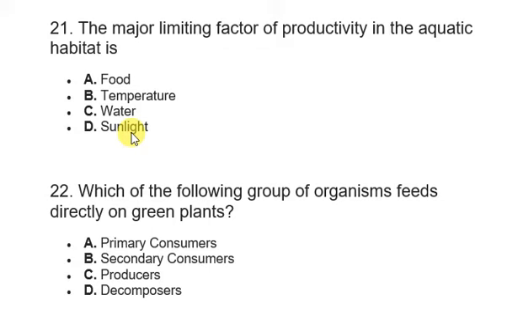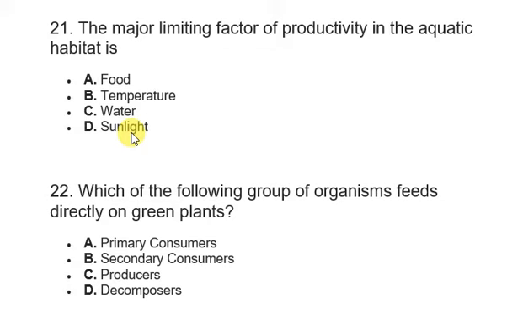Now, option D would have been correct if plants were the only beings found in the aquatic habitat. Sunlight is needed for photosynthesis, but unfortunately, that's not the only thing that makes up the aquatic habitat. In fact, there are a lot of living organisms, such as animals. I'm not talking about plants in the aquatic habitat. So, sunlight is not necessarily the major limiting factor of productivity.